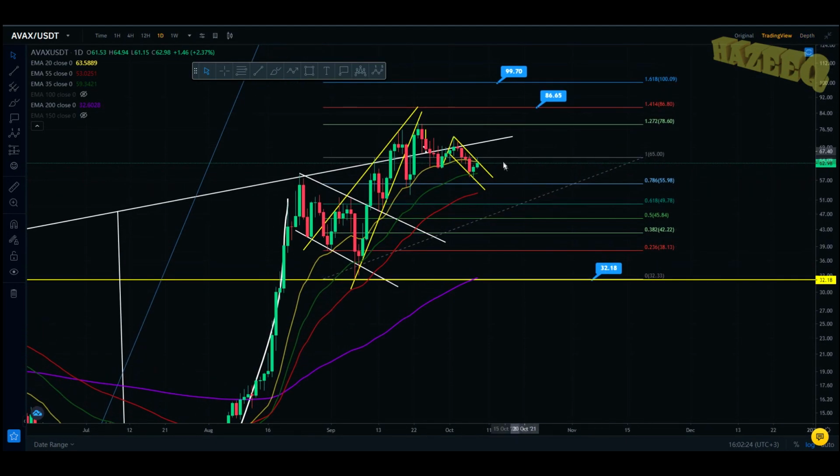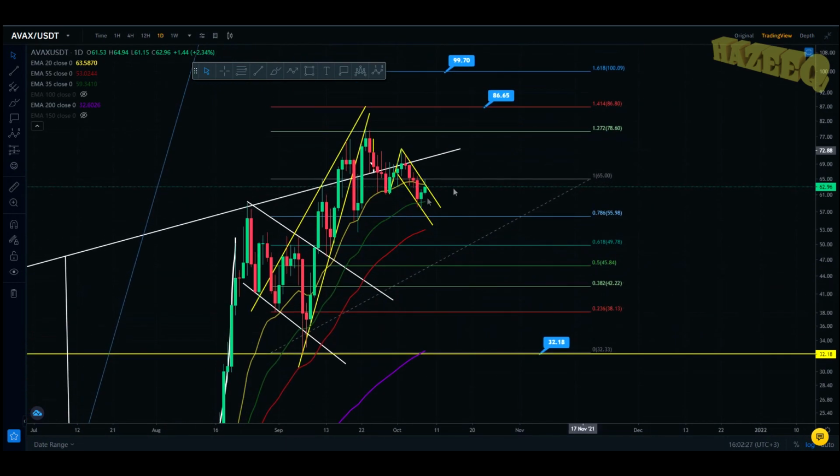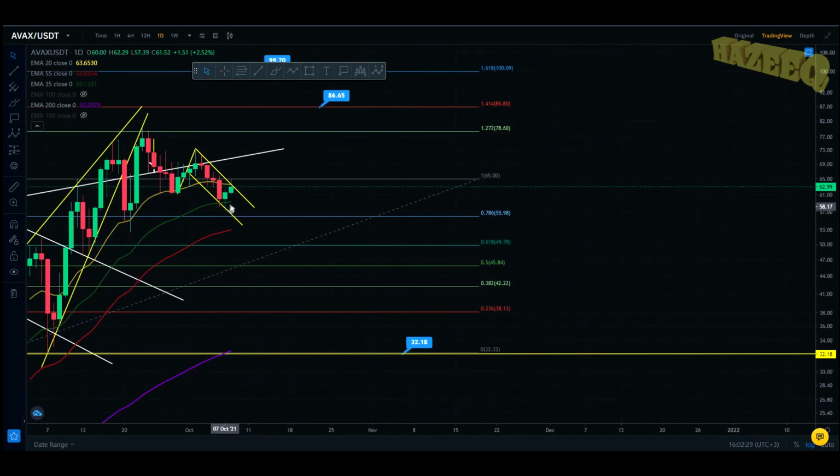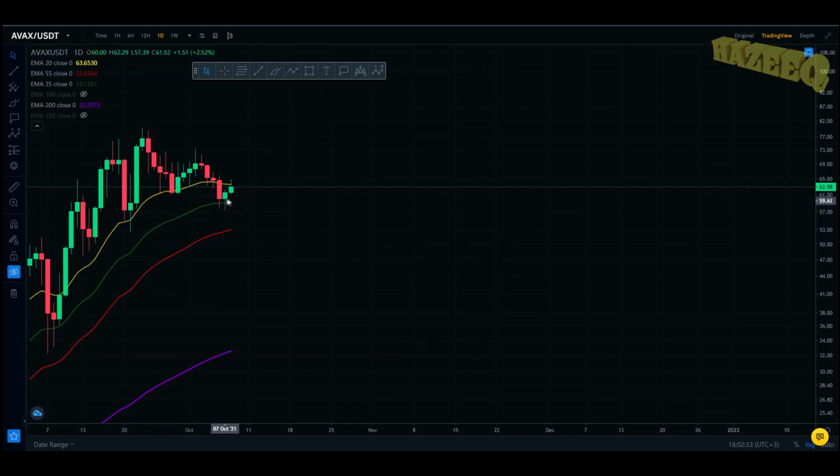On the daily chart, do look at the 35 EMA. By the way, the 35 EMA is holding support right now very nicely. The green line over here is the 35 EMA, as you can see. So it's holding support. You lose that, look for the 55 EMA. That's pretty much it.